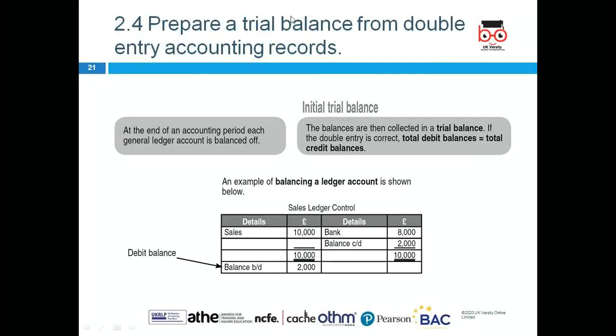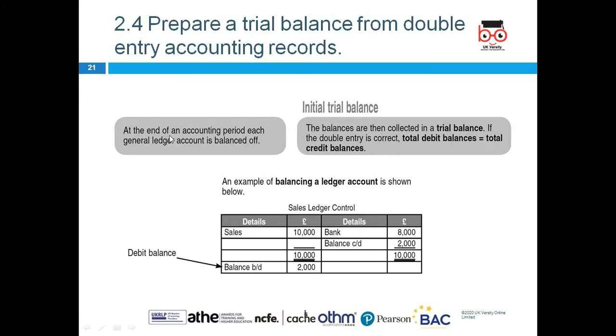Okay, next we look at 2.4. 2.4 is assessment criteria, and we need to prepare a trial balance. At the end of the accounting period, each general ledger, like we discussed bank, non-current asset and all, needs to be balanced, and the balances are initially collected in the trial balance.